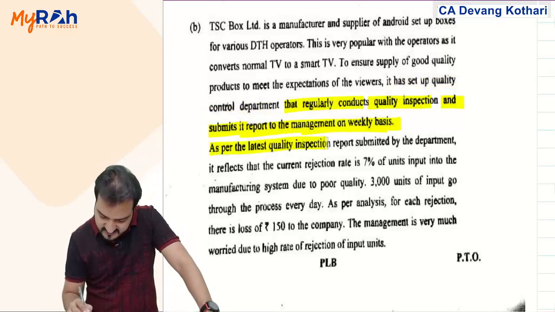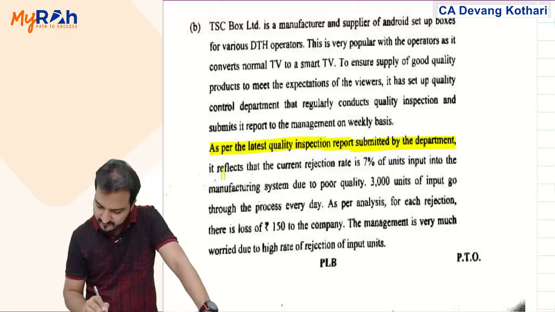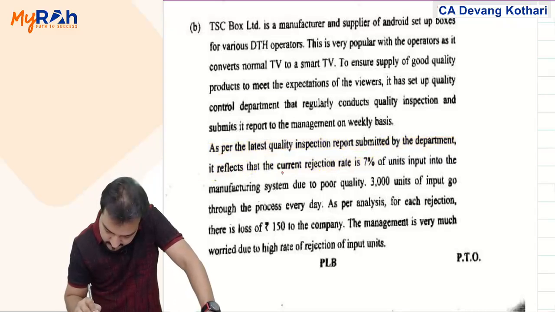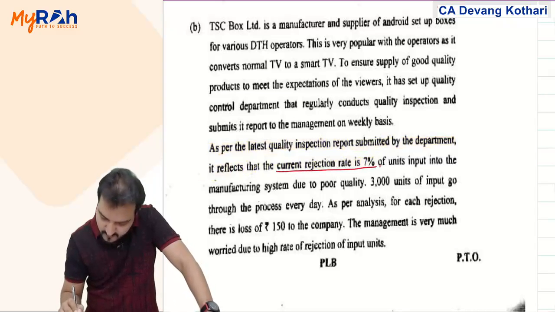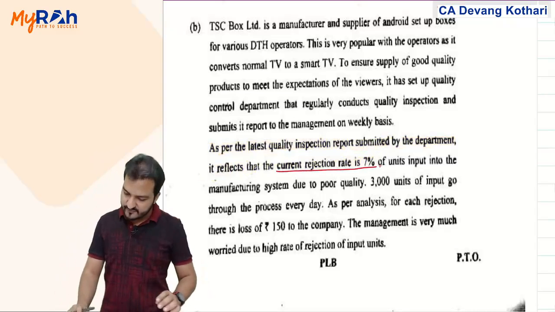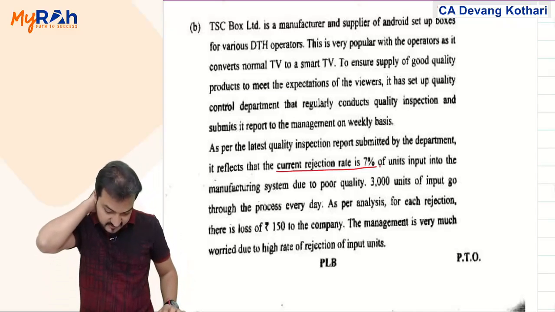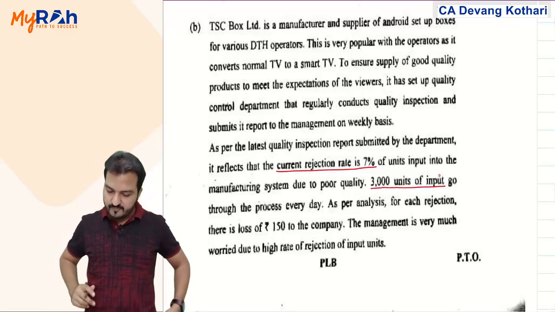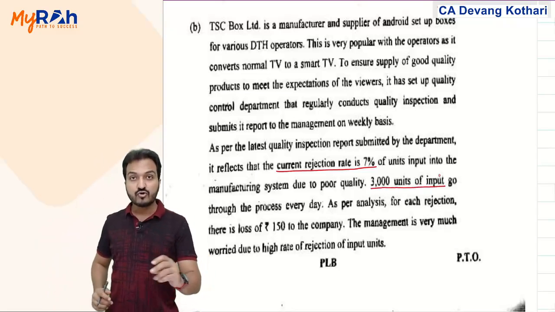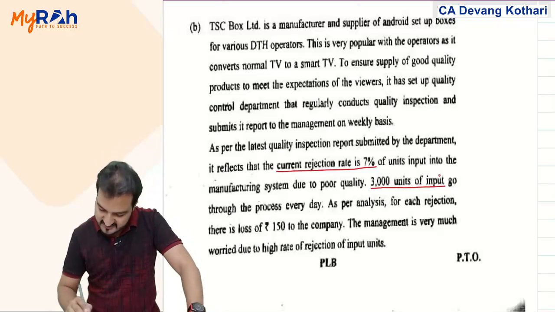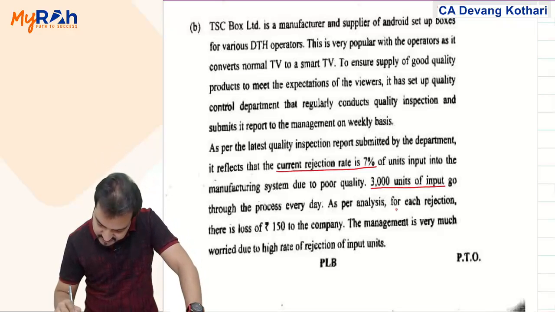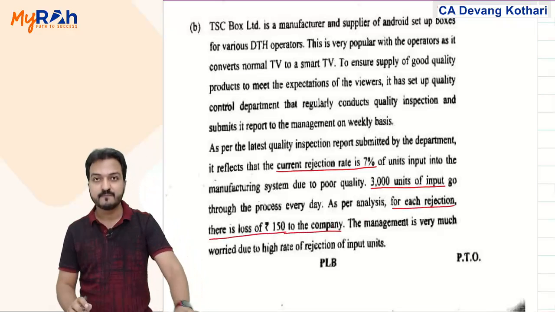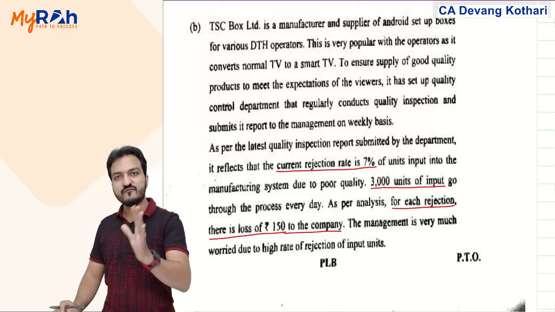As per the latest quality inspection report submitted by the department, it reflects that the current rejection rate is 7%. Current rejection rate is 7% of the units input into the manufacturing system due to poor quality. Now total 3000 units of input go through the process every day, out of which 7% is rejected. As per analysis, for each rejection, there is a loss of 150 to the company. So for each rejection, they have 150 rupees loss.